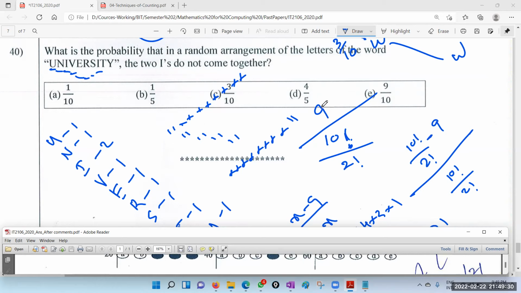Sir's answer. How can you say it's factorial 9? Because there are only 9 arrangements.